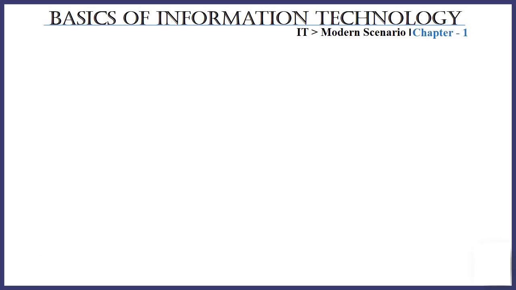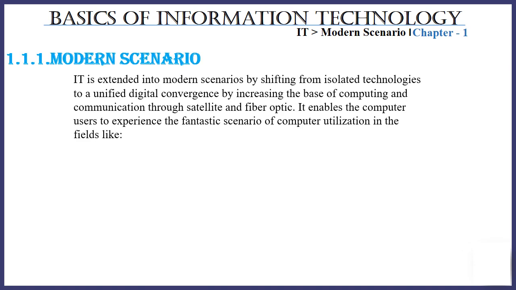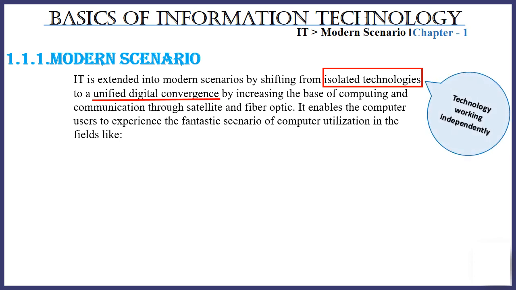After our detailed discussion on IT, now we can extend the role of IT in the modern scenario. In the modern scenario, we shift from isolated technologies to a unified digital convergence. Isolated technology means technology which is working independently. When all independent technologies are attached to one another to work in one place, it is known as digital convergence, which means technologies are converged and now working together.